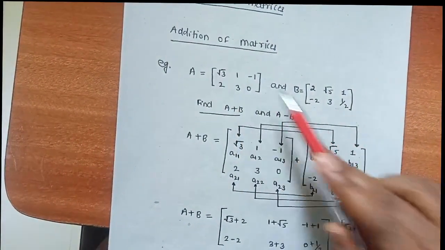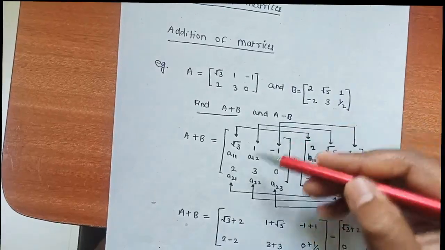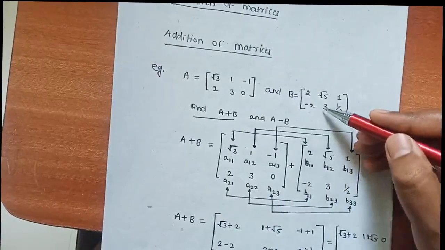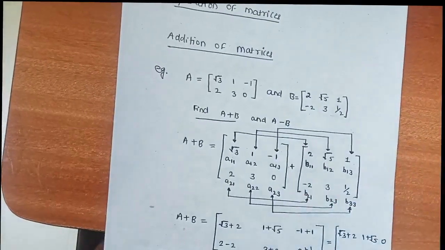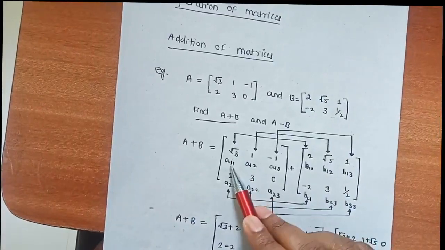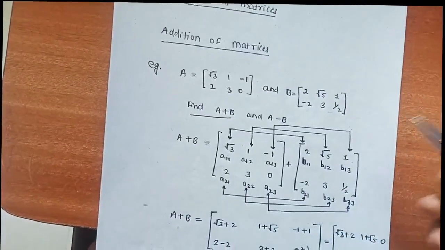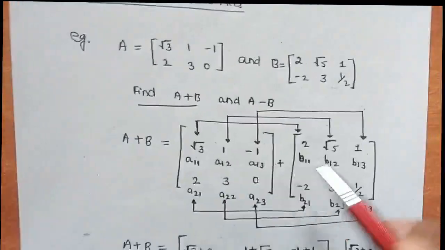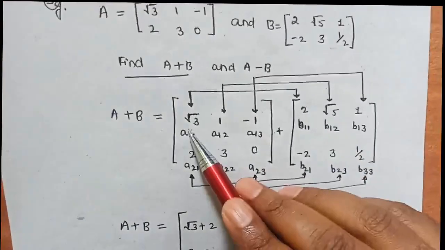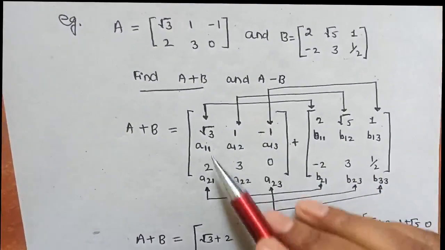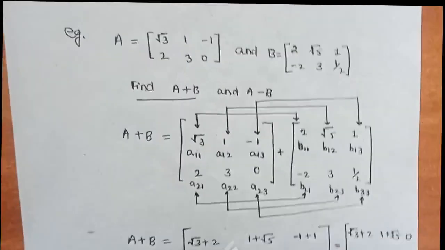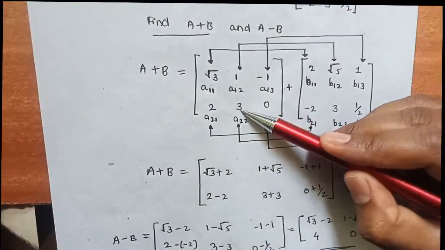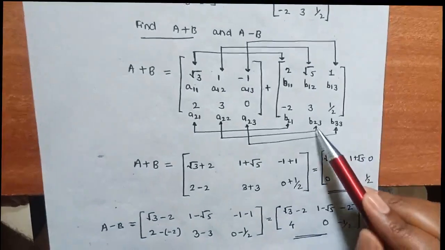So root 3 plus 2, just arrange like this, A plus B, where A is the first matrix and B is the second matrix. And for your understanding, I have written the position of every element. So you will get what exactly which element you have to add to which one. So root 3 position is A11, and 2 position is also 11. So this element and this element I can add. So while writing the answer, I can write root 3 plus 2. So this is the element you get after addition. Now this 3 I can add with this element, because this is a 2 3 position.